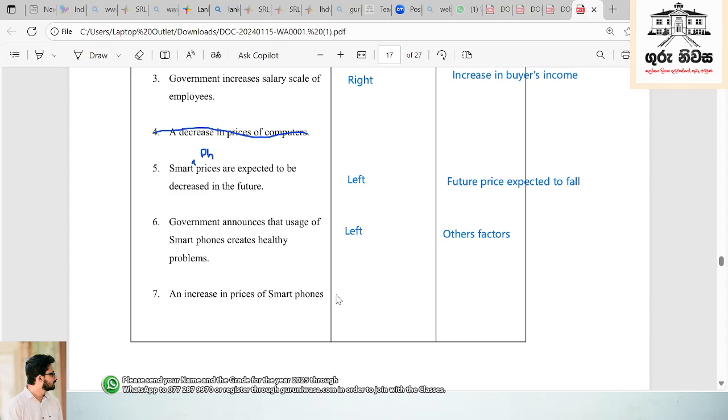An increase in the price of a smartphone. Our concern product is a smartphone. Demand decreases. What happens to the demand curve? It shifts to the left side. No, lamai. Can you remember change in demand and change in quantity demanded?